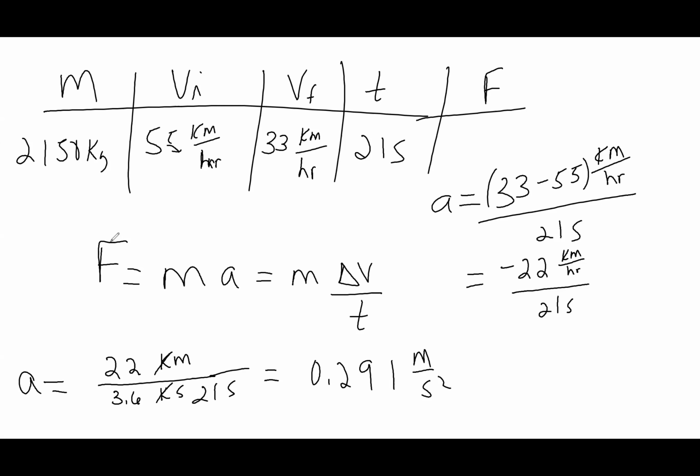Okay, and the reason why we write this number as a positive number is because the author asks for the magnitude. Magnitude always means it's a positive number. And of course, the fact that it got slower is because it's decelerating. It's getting slower. That's why this number is negative.